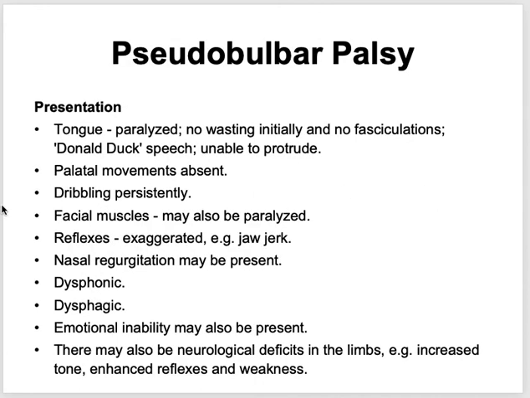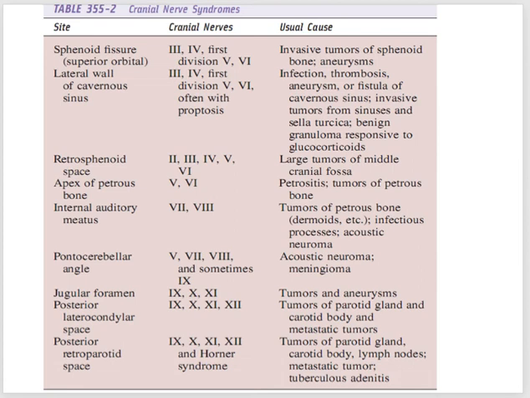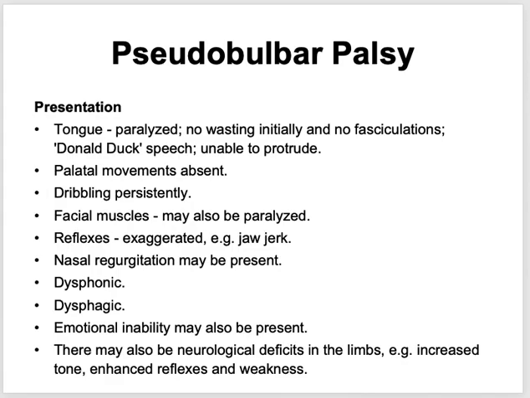Now, if you see pseudobulbar palsy, the tongue is paralyzed, but there is no wasting and there are no fasciculations. And they will have more Donald Duck type of speech. Palatal movements will be absent, with dribbling present. Facial muscles may also be paralyzed. Reflexes are exaggerated. And there is nasal regurgitation, dysphonia, dysphagia. And there may be neurological deficit in the limbs, for example, increased tone and enhanced reflexes. Again, it needs the understanding of what is upper and what is lower motor neuron type of lesion in the next lecture. After knowing that, you will understand this properly.